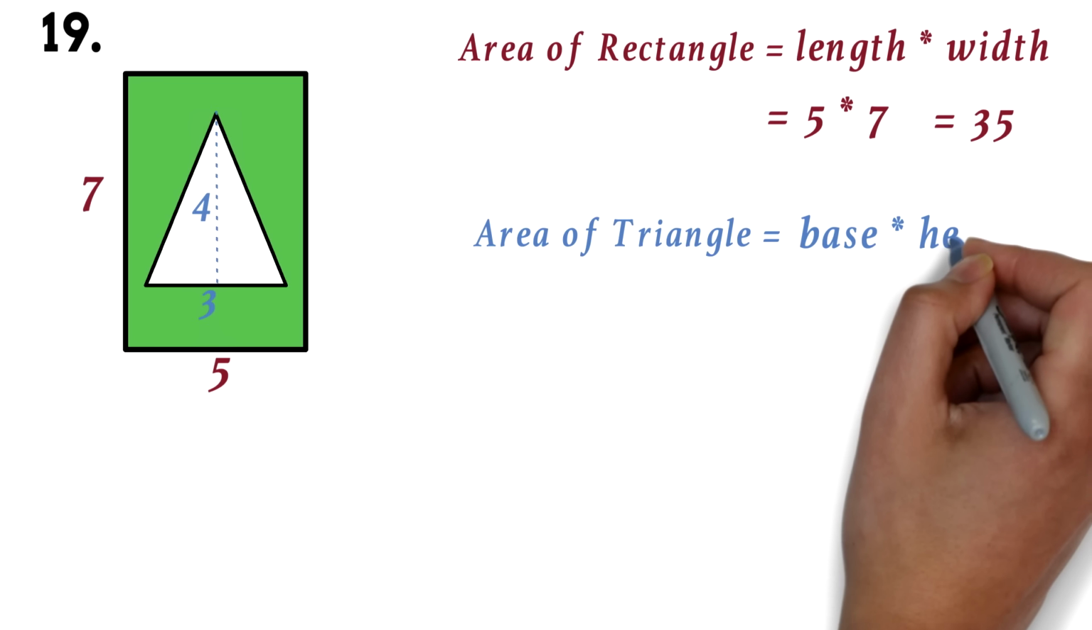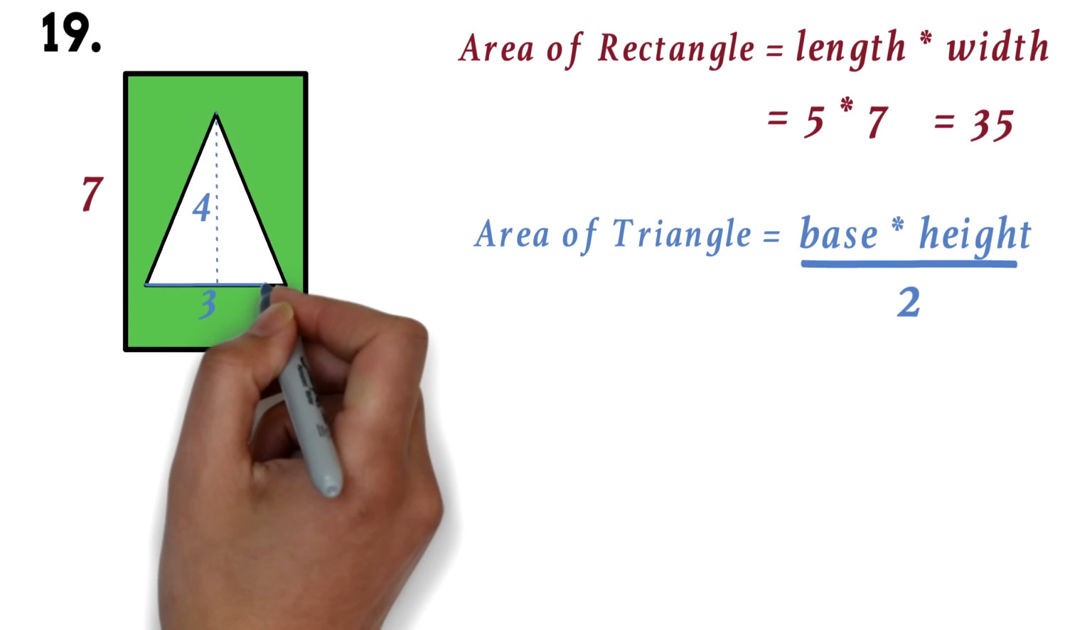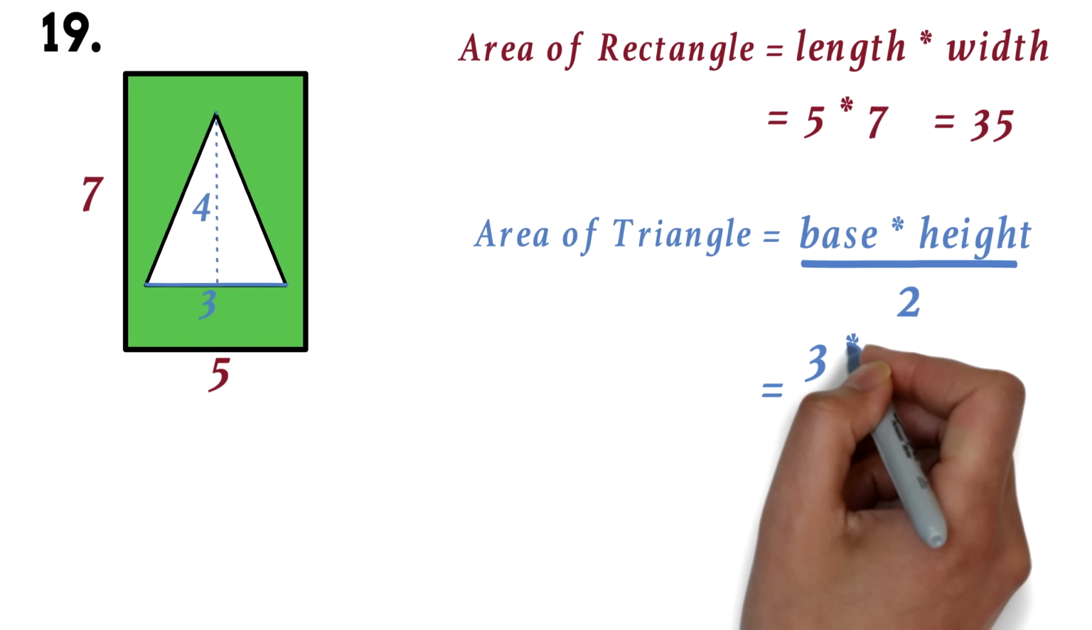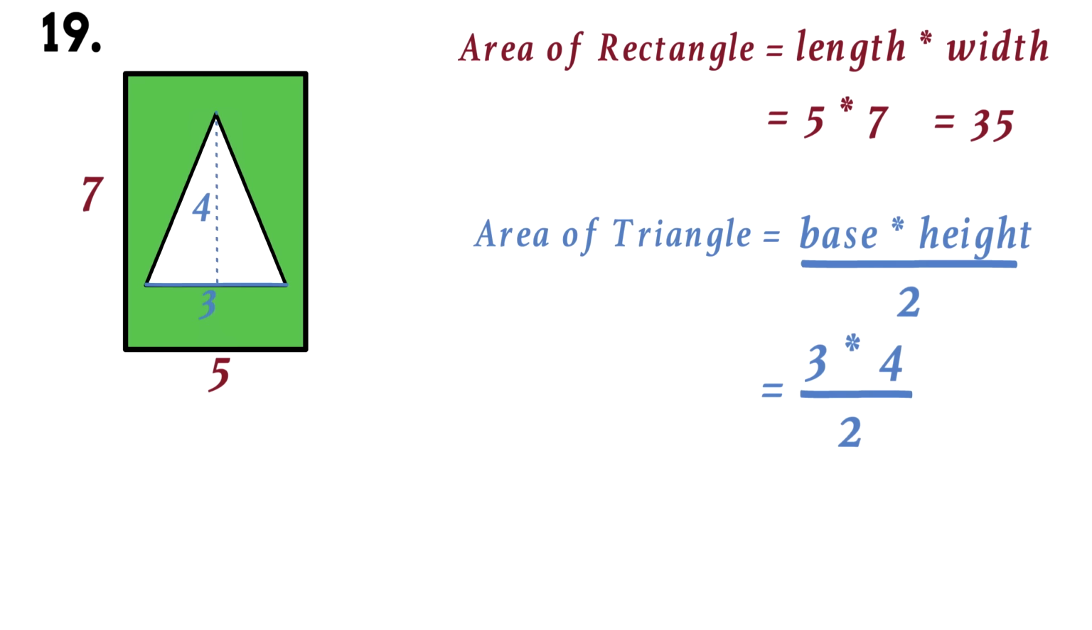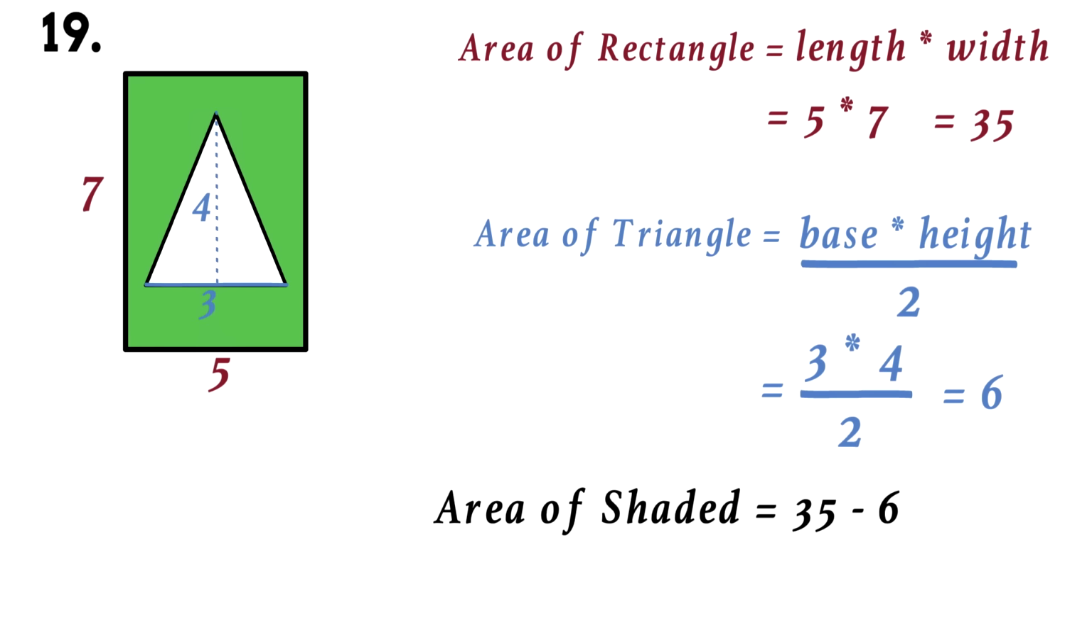Next, we find the area of the triangle. We know that it's base times the height over 2. The base is 3 and the height is 4. We have 3 times 4 divided by 2. This will give us 6. So the area of the shaded portion will be 35 minus 6. This will be 29.